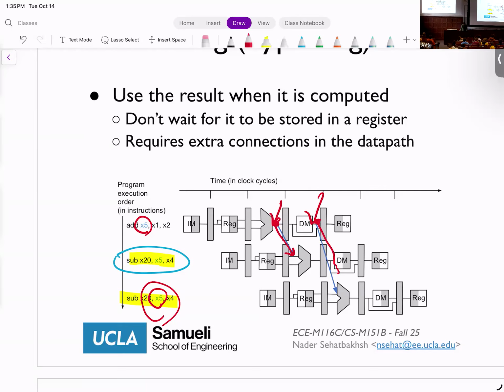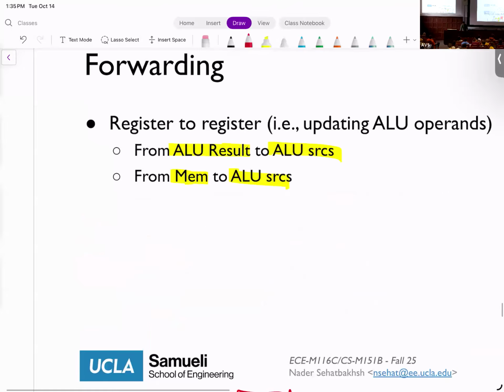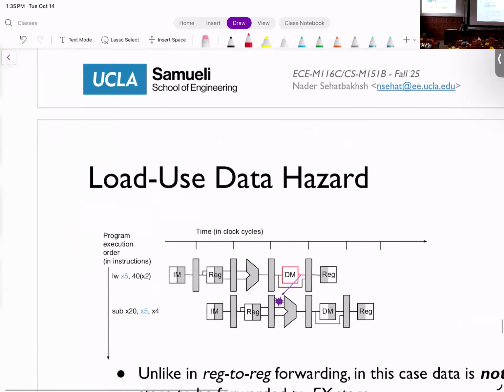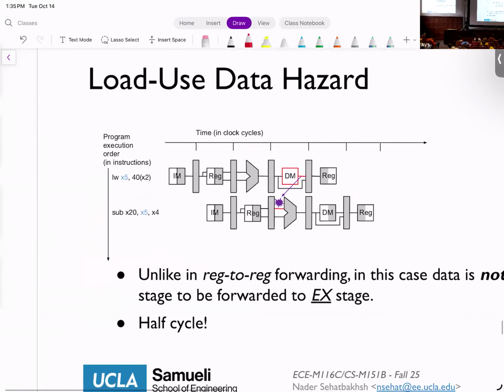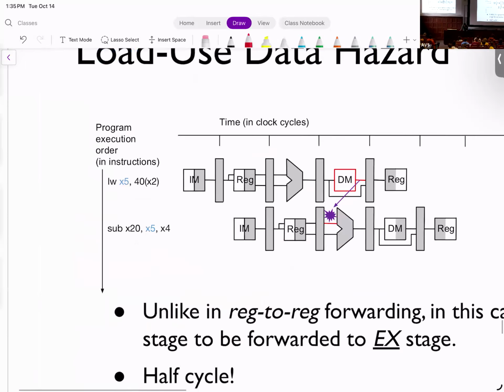So if I have a load word instruction here and then a sub instruction here, forwarding is not going to help. Let me actually give you a concrete example. Let's say I have a load word for X5, and I have a sub X20, X5, X4. As you can see here, X5 is a destination register of the load word, and a source register of sub.